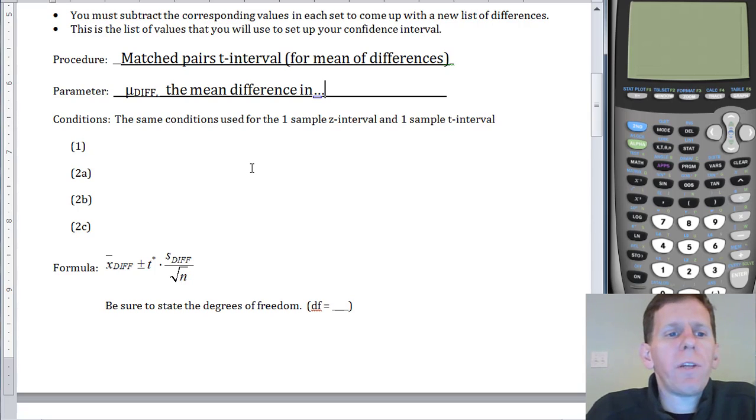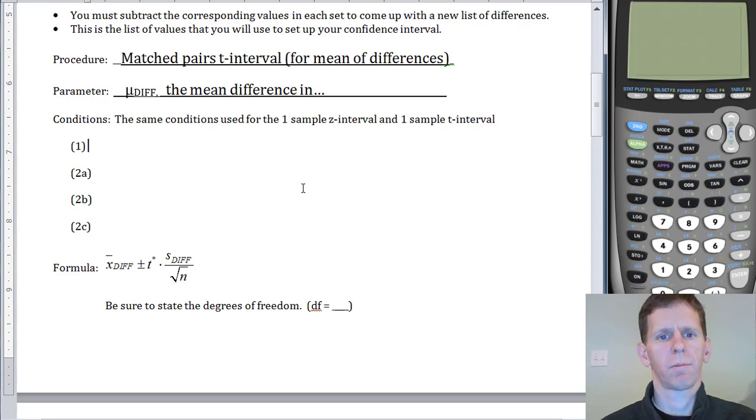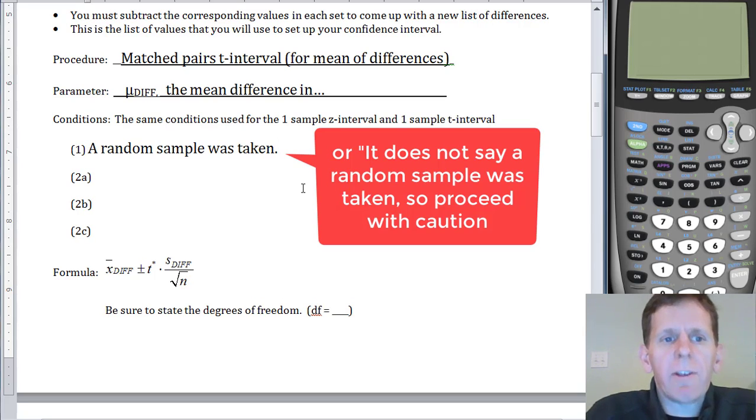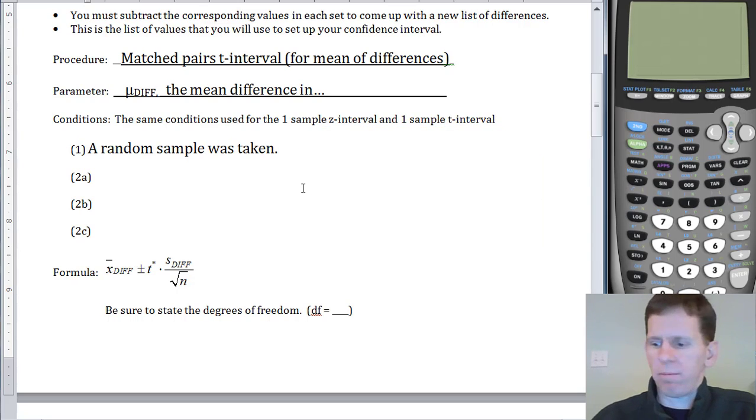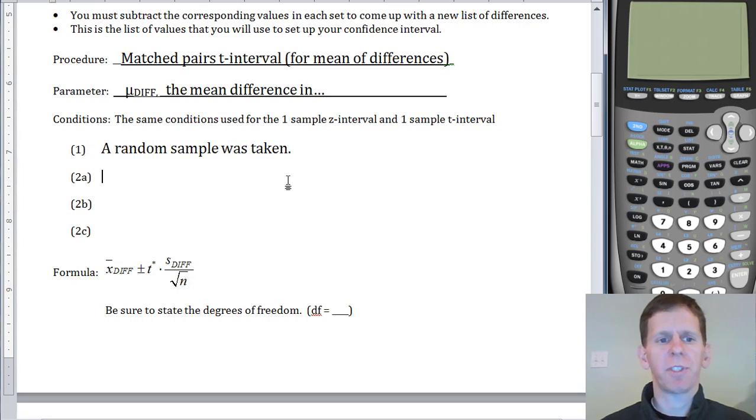The conditions that we're going to use today are the same conditions that we used for the one sample z interval and one sample t interval. The first condition is a random sample has been taken. And again, if it doesn't say random in the problem, you're going to say it does not say a random sample was taken, so proceed with caution.